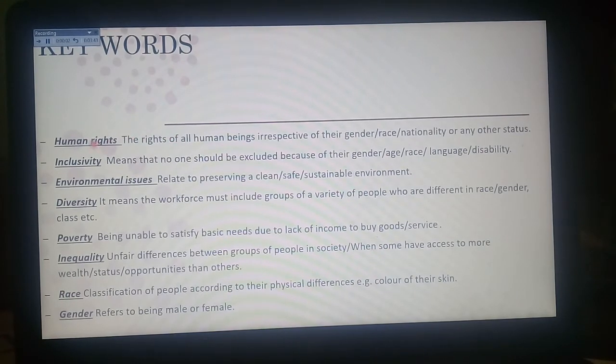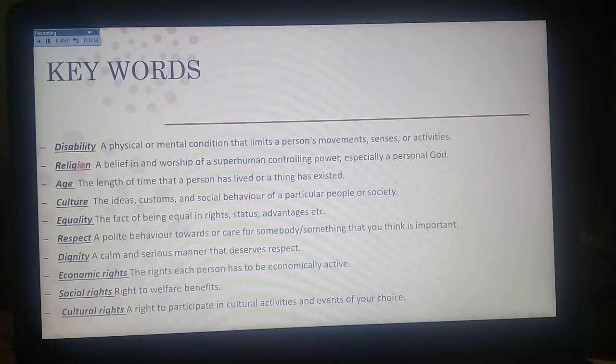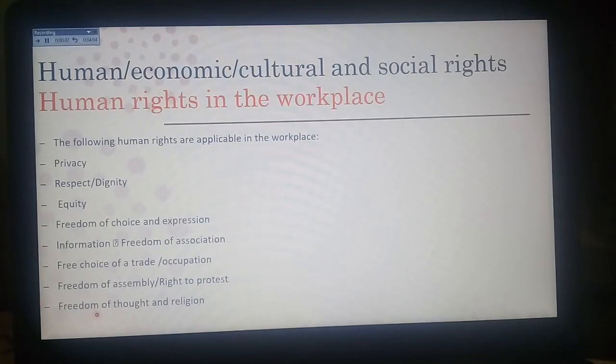All right. Keywords: you need to know what is human rights, inclusivity, environmental issues, diversity, poverty, inequality, race, gender, disability, religion, age, culture, equality, respect, dignity, economic rights, social rights, cultural rights. All right. You need to ensure that you know all the above mentioned keywords, because they are the guiding words in order for you to understand this chapter, which is human rights and inclusivity. All right. Human, economic, cultural or social rights. Human rights in the workplace.